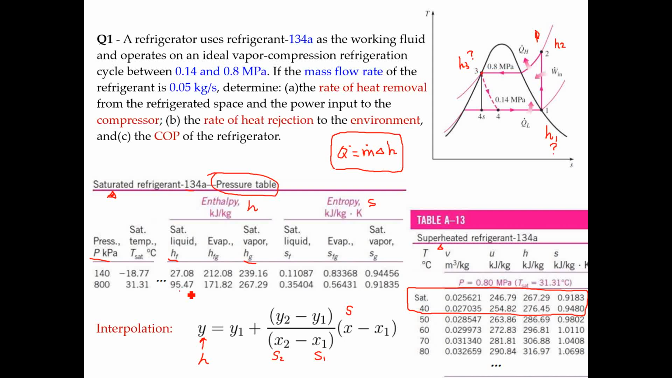So let's do point 1 and 4. Would that change in H be 212? 212 is the latent heat, so you should move on to the saturated vapor. That one, 239.